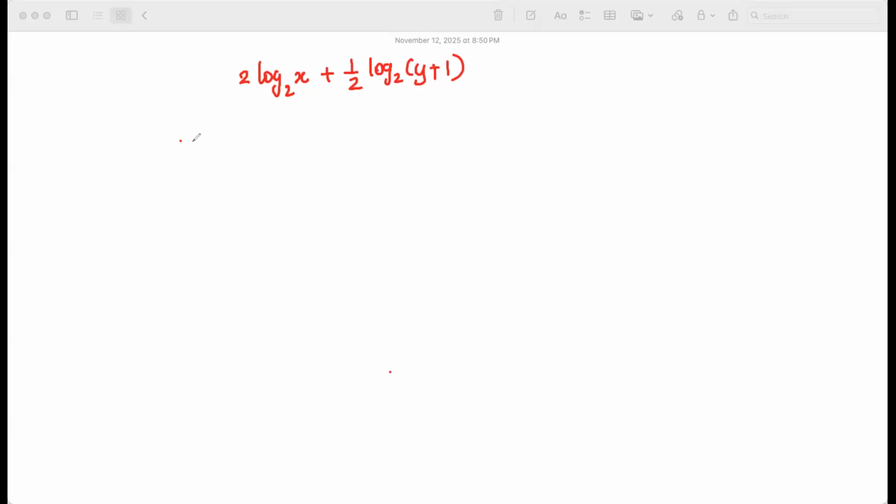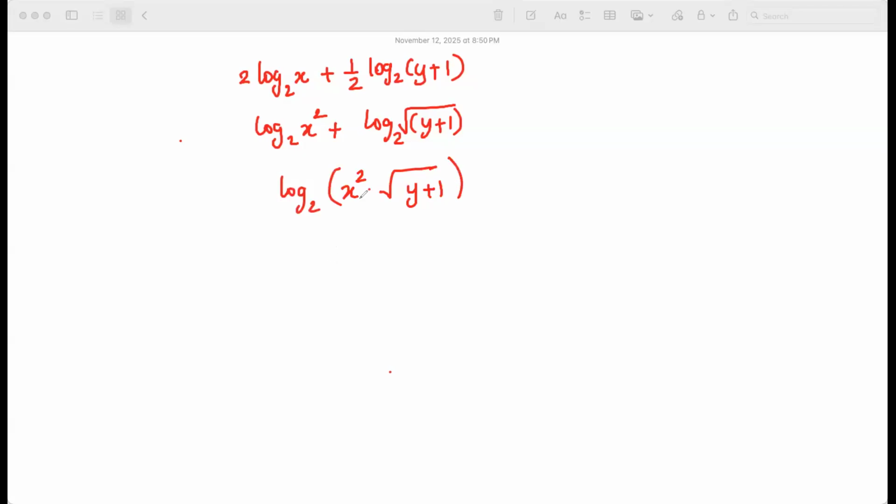Slope, I don't know. Let me see. I don't see the concept of slope there. So how do you condense this? Log base 2 of x squared plus log base 2 of the square root of y plus 1. How do you do this? Log base 2 of x squared times the square root of y plus 1, correct? Now what do you do with this? Shall I go ahead and do, guys? That's it, right? That's the simplest form.